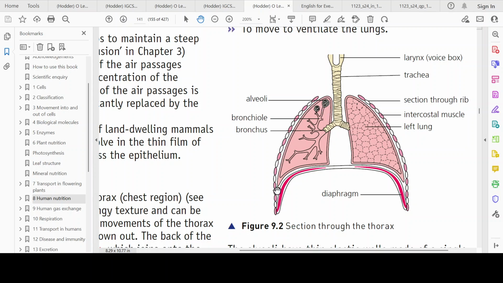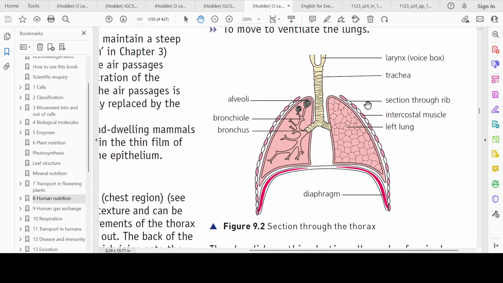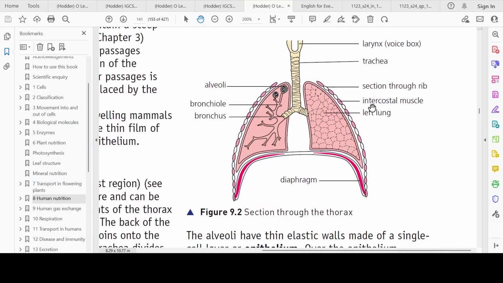On the side, you can see over here these alternating bands of pink and white. Those are representing the ribs. The white one is the rib, and the pink one are the intercostal muscles. We'll talk about those when we talk about the process of ventilation. And then over here, you've got this muscular layer called the diaphragm, which also plays a part in our breathing movement.